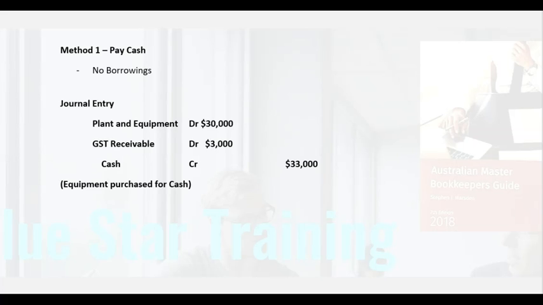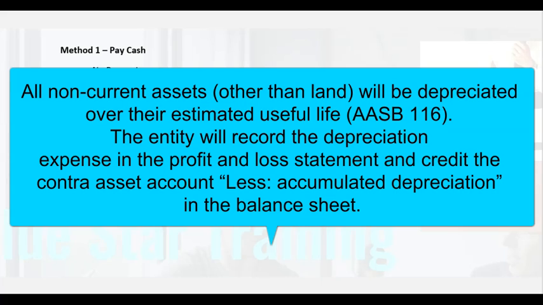So what have we just done? The entity has recorded the cost of the equipment in the balance sheet at its GST exclusive cost. All non-current assets will be depreciated over the estimated useful life in accordance with AASB 116. Therefore, the entity will calculate and record the depreciation expense in the profit and loss and credit a contra account called accumulated depreciation in the balance sheet. Remember, there's no interest expense and there's no borrowing costs as well.